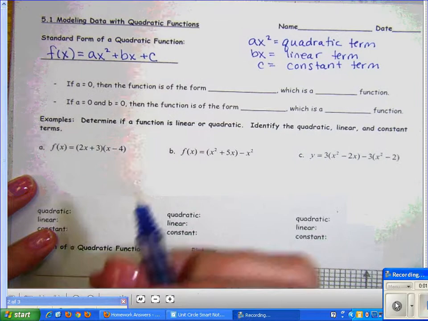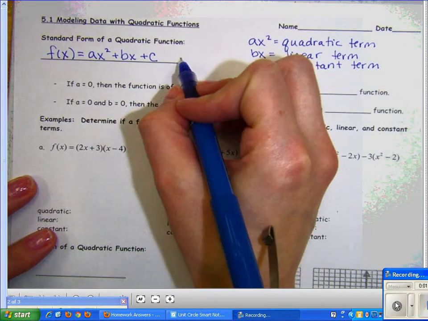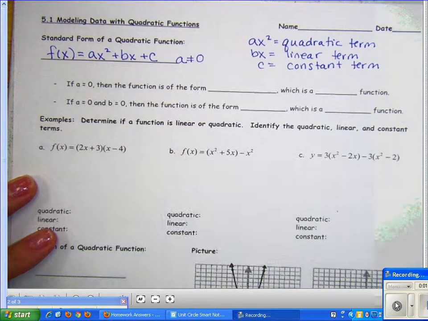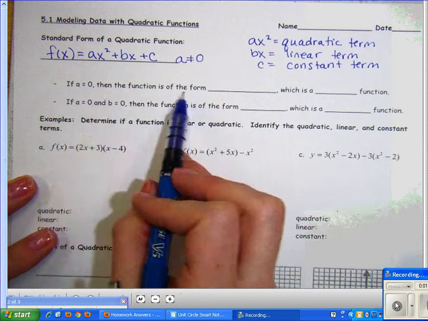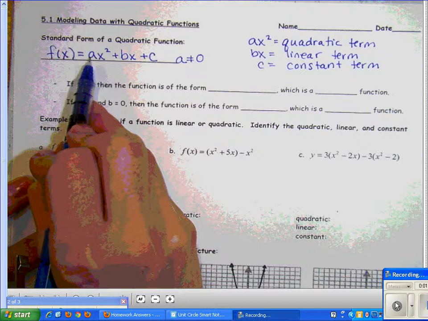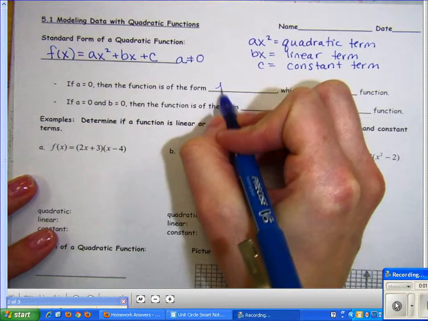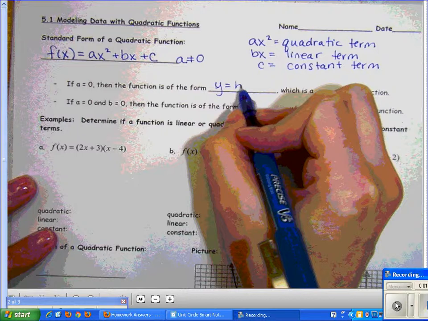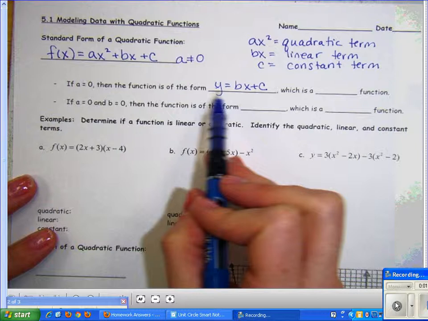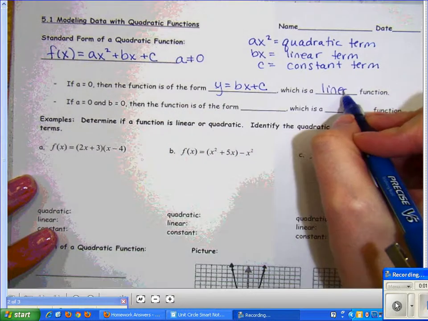Now in this case, when you have your standard form for a quadratic equation, I know that my a value cannot be equal to 0 because if a was equal to 0, then if I plug 0 in here for a, 0 times anything is 0, and this term right here would be gone, and you'd be left with y equals bx plus c. If you look at this, you know that your quadratic term is now gone, so this would be then a linear function.